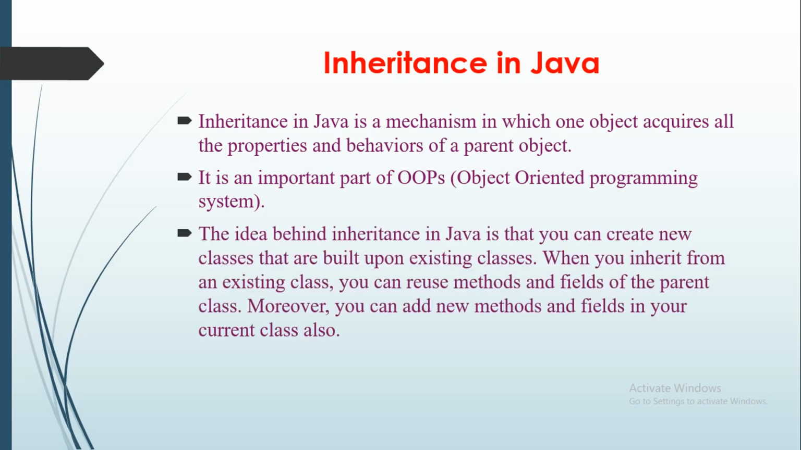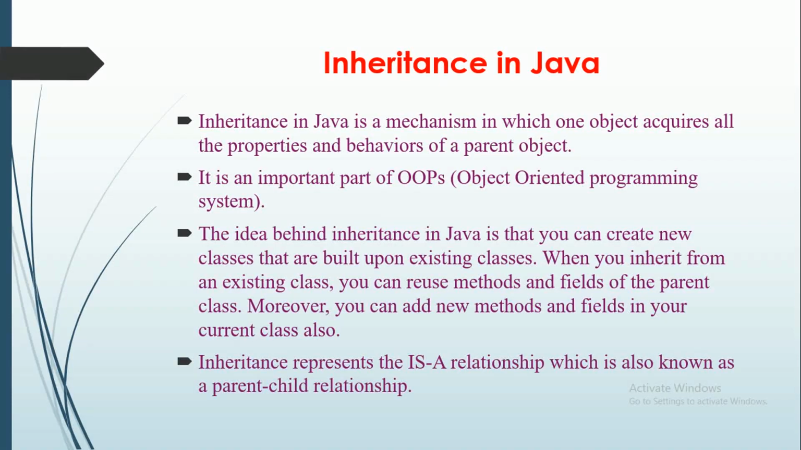The idea behind inheritance in Java is that you can create new classes that are built upon existing classes. When you inherit from an existing class, you can reuse methods and fields of the parent class. Moreover, you can add new methods and fields in your current class also. Inheritance represents the is-a relationship, which is also known as the parent-child relationship.